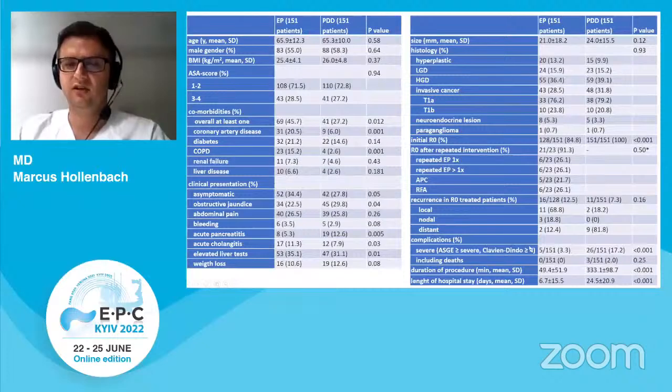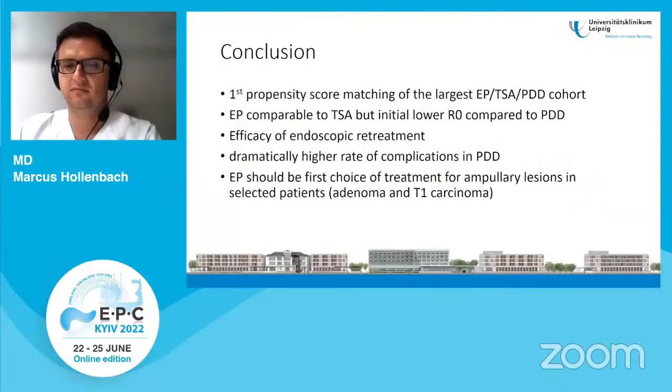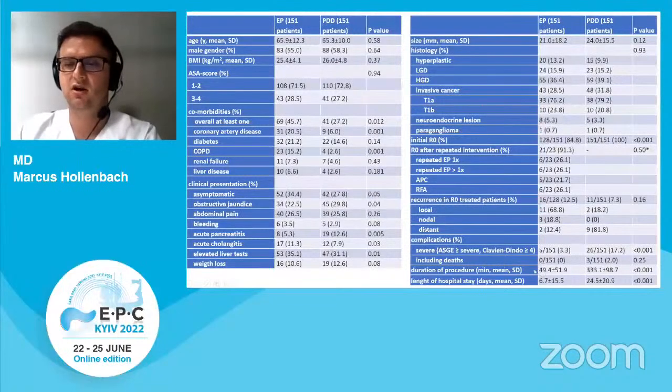But if you have a look at the complications, there was a dramatically higher rate of severe complications in the surgical group, 17% compared to 3%, and we had 3 deaths in the PDD group. That means that although this resection was very efficient, we have a high rate of severe complications in this group. And of course, the length of hospital stay and the duration of the procedure were longer in the PDD group.